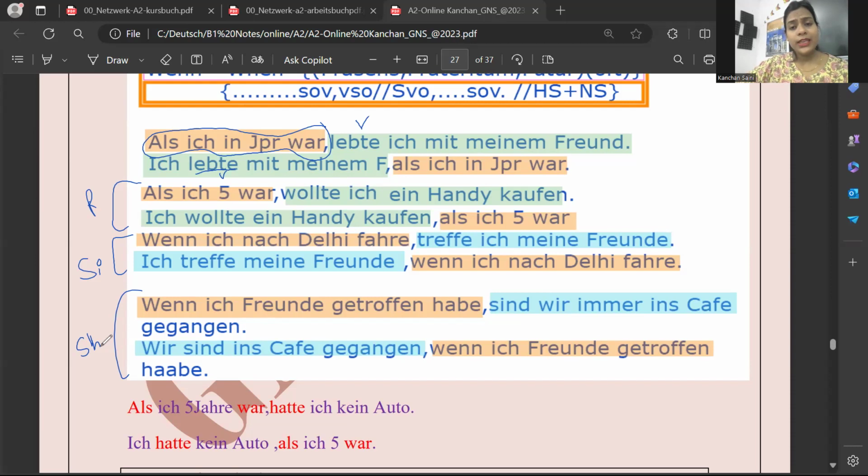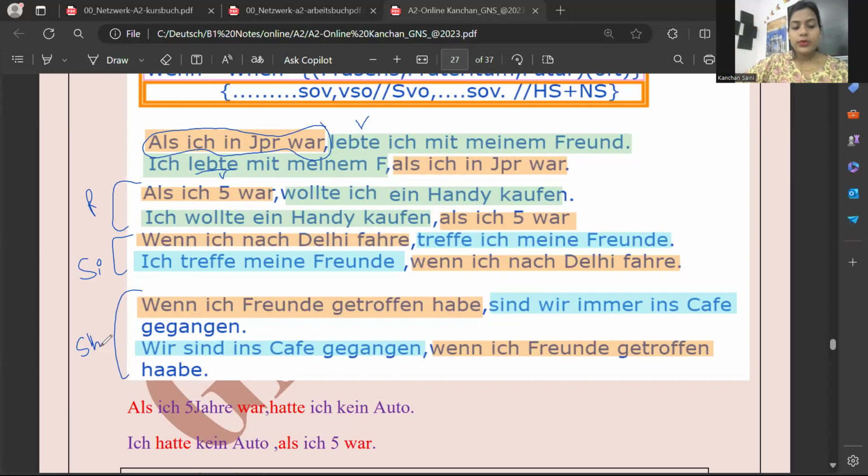Whenever we talk about any age, that will come with als. If I say when I was 5 years old, when I was 11 years old, that age was already gone, and that was only once. We cannot say this age will come again and again.